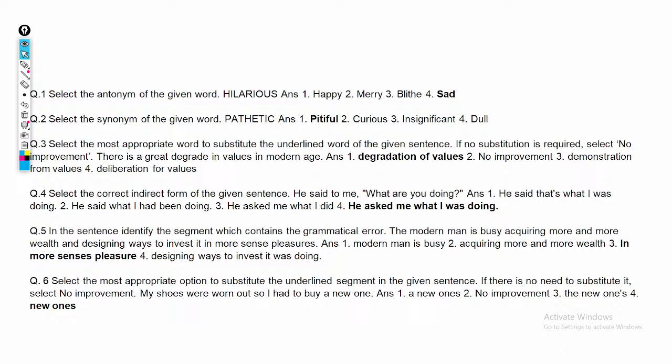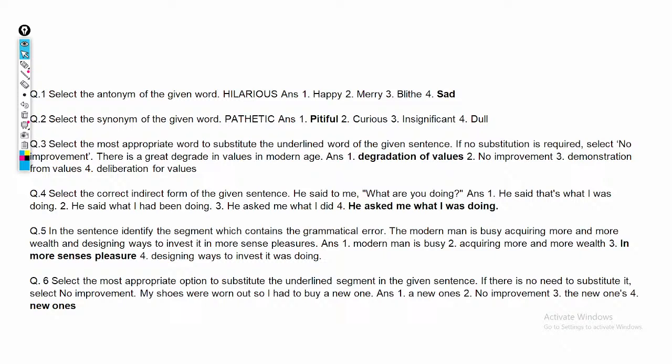Then comes the next one, which is a substitute of the underlined word of the given sentence. Okay, like this is a sentence correction question. There is a great degrade in values in modern age. So, is there something like great degrade? Obviously, no. There is nothing called a great degrade.